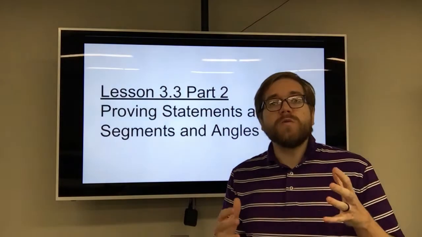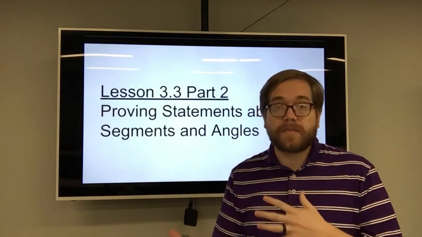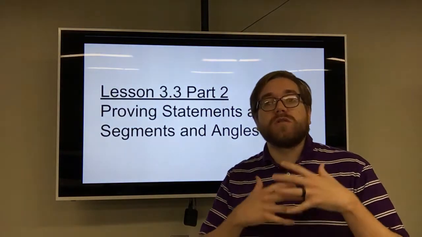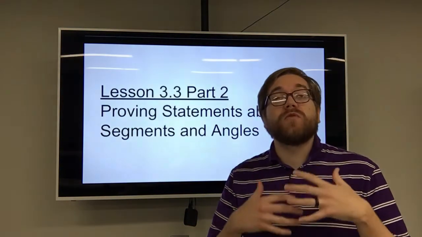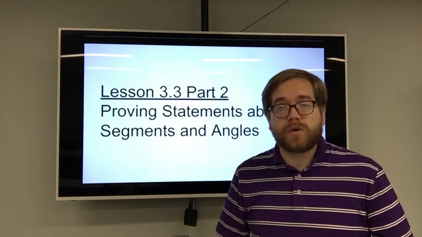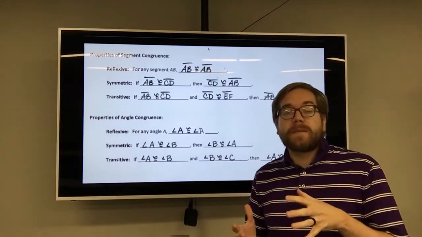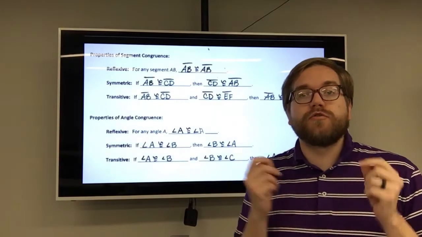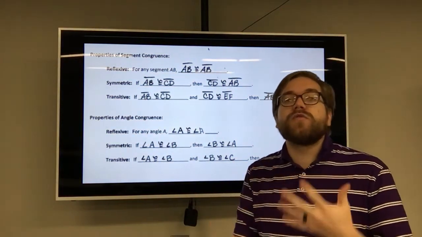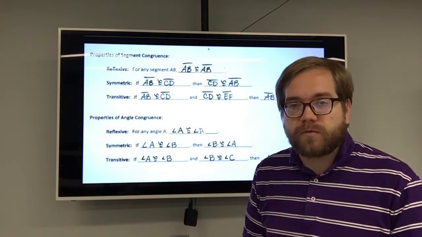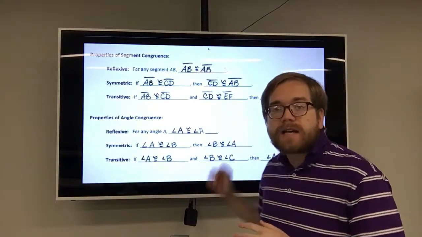Before that though, we want to look at a few more properties that we're going to add to our list of properties, definitions, and theorems that are helpful for our reasons that go into our proofs. These are the properties of segment and angle congruence. These are in your notes, so if you're having trouble seeing it on the video, you've got them in your notes. You should have already read over those. But I just want to highlight these again.